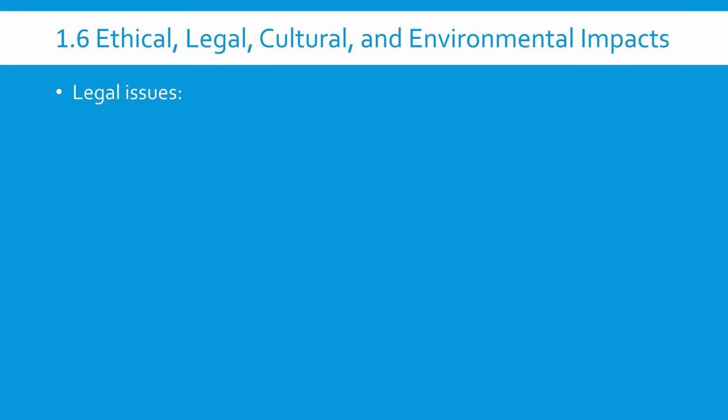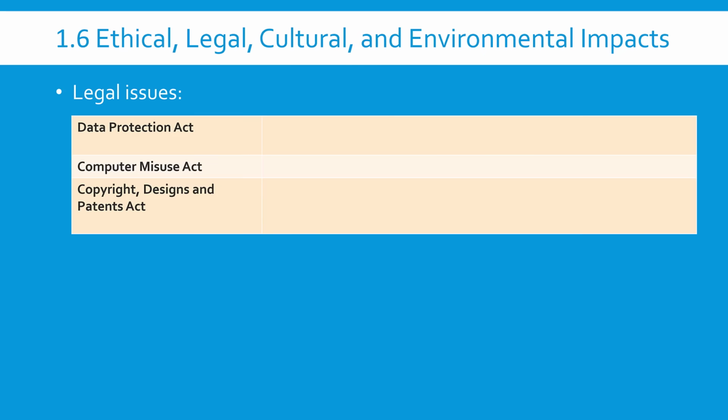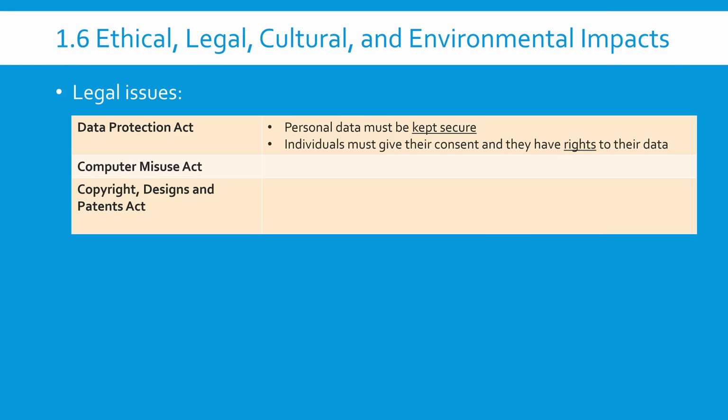Within the last topic, there are 3 laws you've got to know. Starting with the Data Protection Act, this is all about personal data and the responsibility of organisations to look after it. So our data must be kept secure. There can be big fines if companies don't have adequate security. And if you are collecting data about individuals, you must gain their consent. And as an individual, you have got certain rights. You can see the data collected about you, you can ask for it to be changed or deleted.